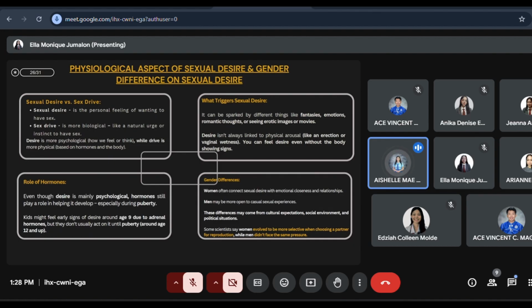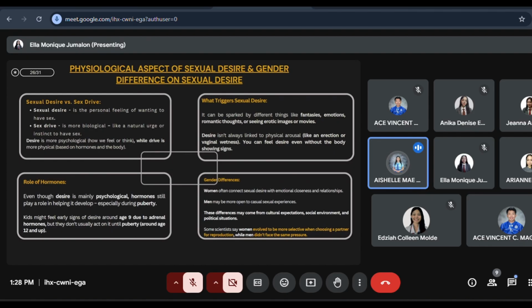Sexual desire is influenced by a wide range of factors, including our thoughts, our emotions, our fantasies, our exposure to erotic content like movies, books, or images, and social or environmental contexts. And it is a more complex and internal process compared to sex drive, which is more biologically based. Sex drive is often seen as an instinctive or hormonal urge for sexual activity, while sexual desire involves cognitive and emotional components and can exist independently of hormonal changes.